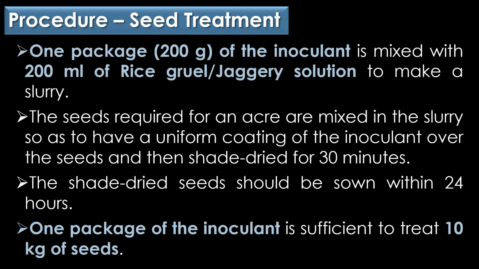Procedure for seed treatment. 200 grams of the inoculant is mixed with 200 ml of rice gruel or jaggery solution to make a slurry. The seeds required for an acre are mixed in the slurry so as to have a uniform coating of the inoculant over the seeds and then shade dried for 30 minutes. The shade dried seeds should be sown within 24 hours, and one package of the inoculant is sufficient to treat 10 kg of seeds.